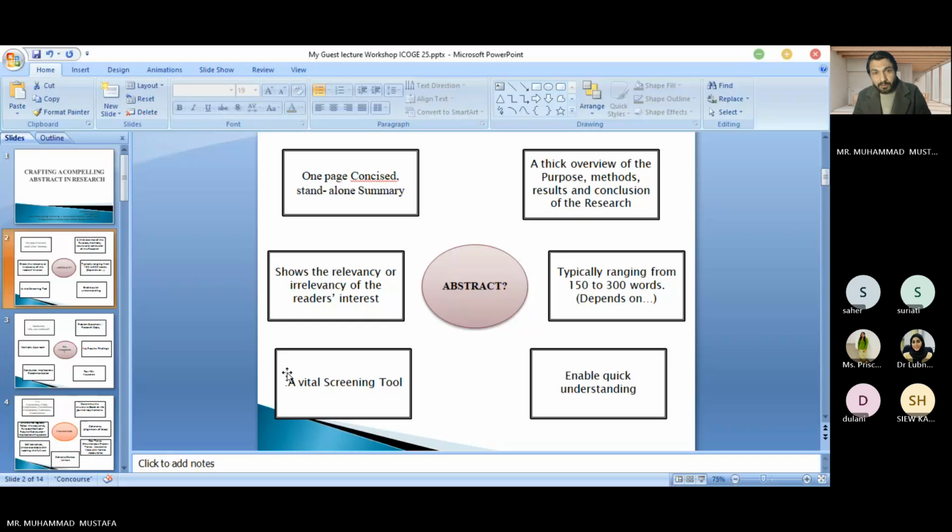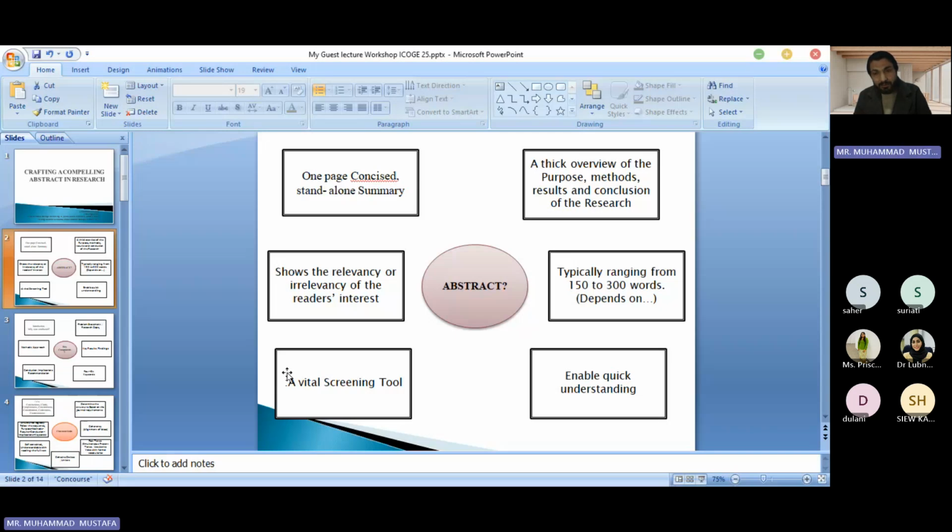It also reveals the relevancy or irrelevancy to the reader's interest, whether there is any link between the interest of the readers and the given abstract. So it shows the relevancy. So it's very important for the readers to go through the abstract first.